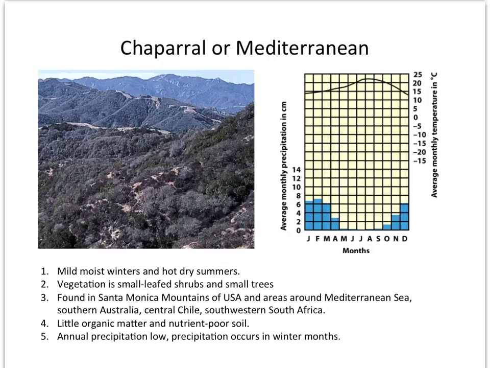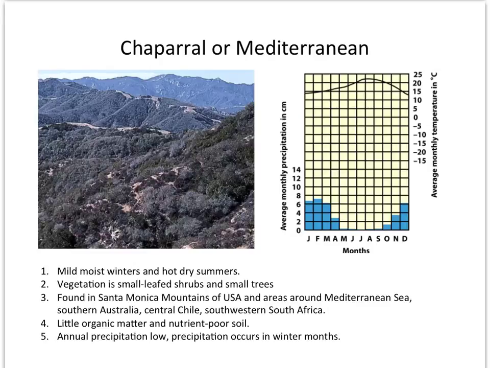The summers are hot and dry. Again, the soils are thin, not fertile. There's not a lot of organic material. And the organisms that live here are reptiles or small mammals. Many of them are nocturnal, so they have evolved to operate and come out when the sun is gone, so it's not so hot.